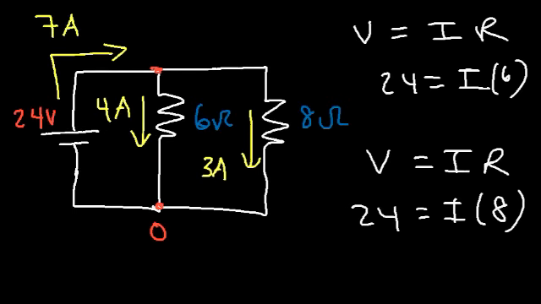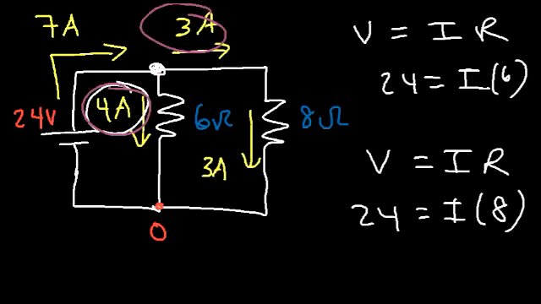Now, if we focus on this point right here, 7 amps of current approaches that point, 4 amps goes down, and 3 amps travel this way. This is related to Kirchhoff's current law. The current that enters the point must equal the total current that leaves the point, which is true. 7 amps of current approaches the point, and 7 amps of current moves away from the point. The 4 amp current and the 3 amp current, which adds up to 7, both move away from that point. So that's in harmony with Kirchhoff's current law.